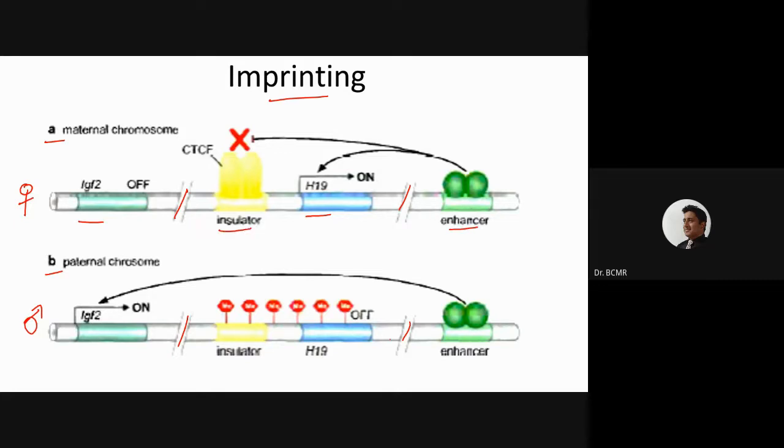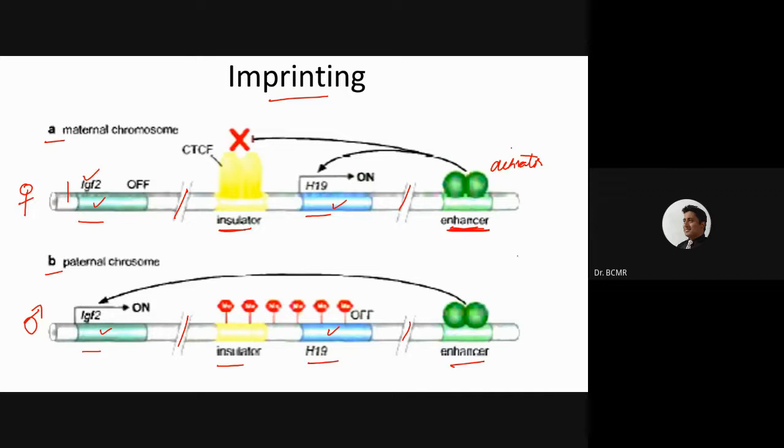Don't worry about the actual functions of these genes and so on. We are not concerned about it right now. We are trying to understand the general mechanisms of imprinting or epigenetics in general. So the paternal chromosome will also have the IGF2 gene, insulator element, H19, and enhancer. There are two genes, H19 and IGF2. We'll start with the enhancer. The enhancer is bound by activator proteins. The activator can actually activate the expression from IGF2 or H19, but never both at the same time.